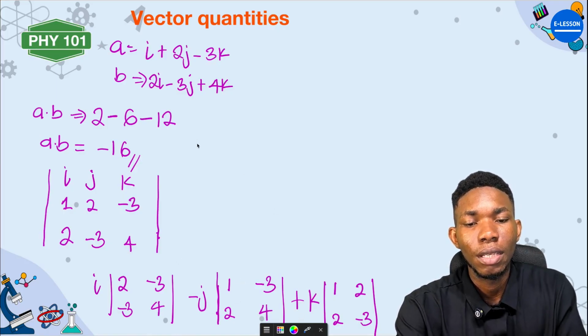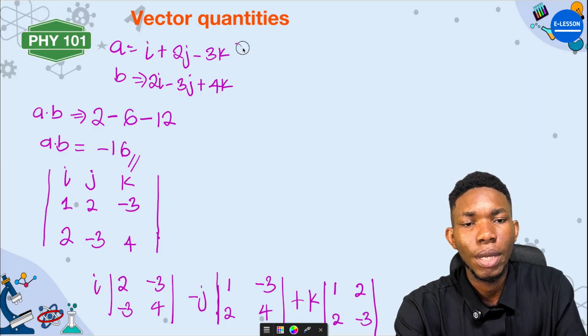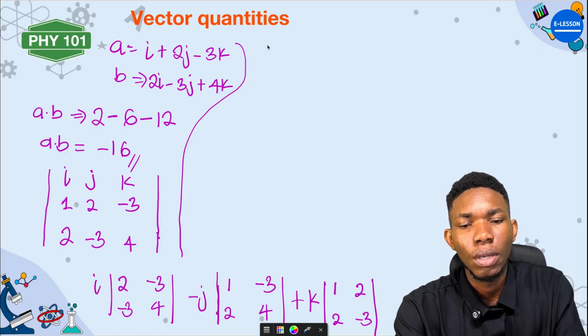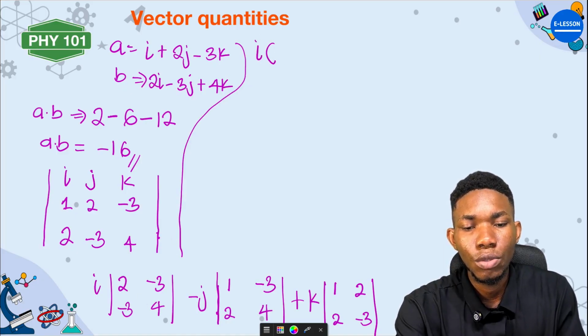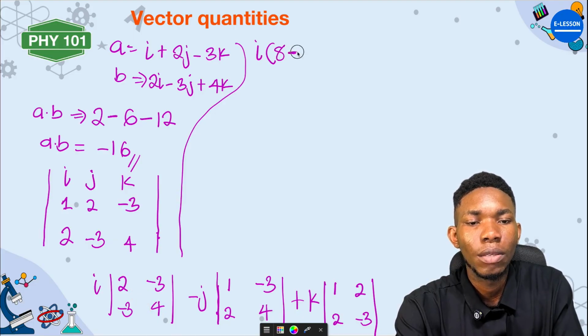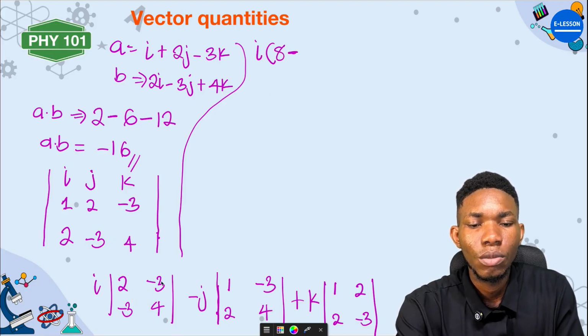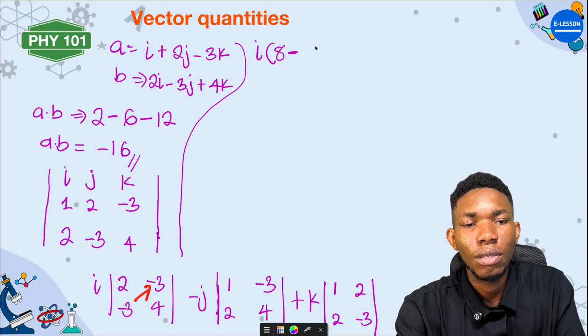Now, at the end of the day, what are you supposed to do? I told you that when you get to this point, this is what you do. It's not going to be i bracket. Use this 2 to multiply 4. 4 times 2. Are you getting it? Which gave us what? 8. Minus, use this 3 to multiply minus 3. So it's going to be minus 3 minus 3. Of course, which gave us minus 9.